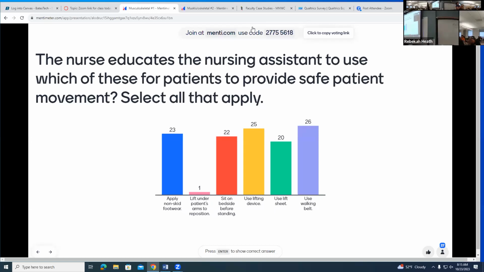Orthostatic hypotension, right? And some people, you know, it takes them just a minute to get their bearings. I just want to give them a moment for that. Use a lifting device, 100%.